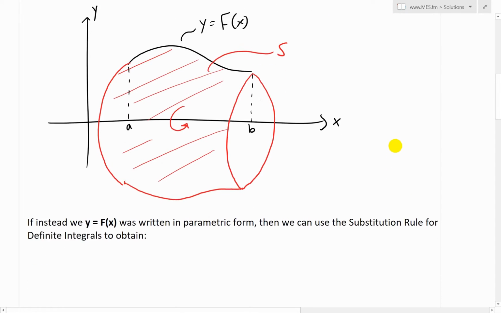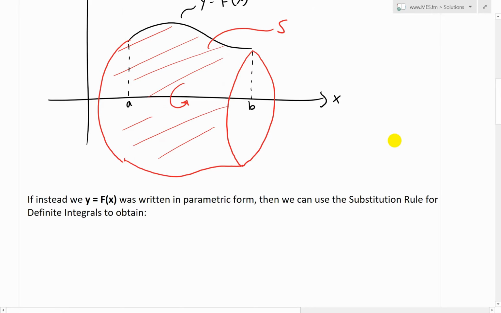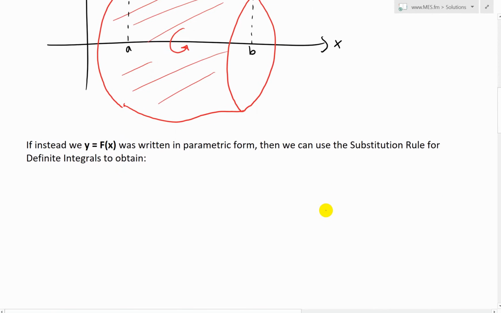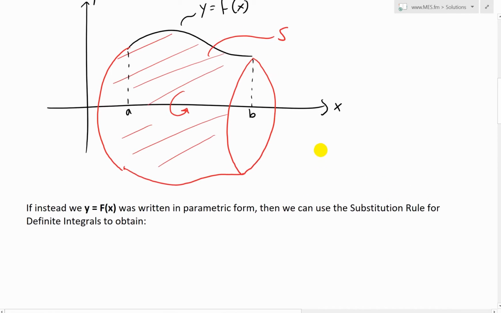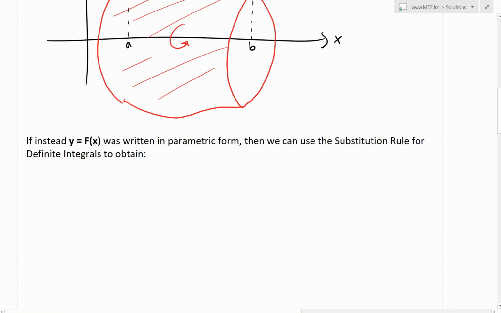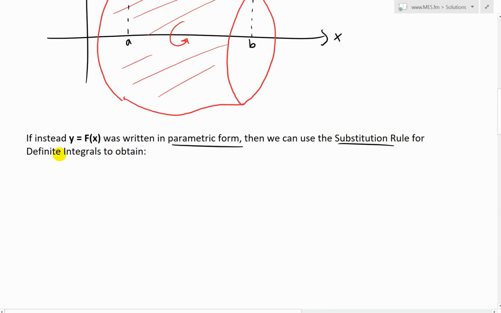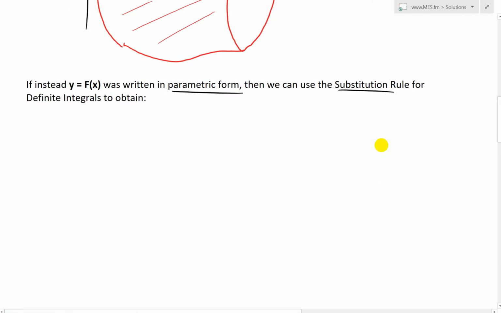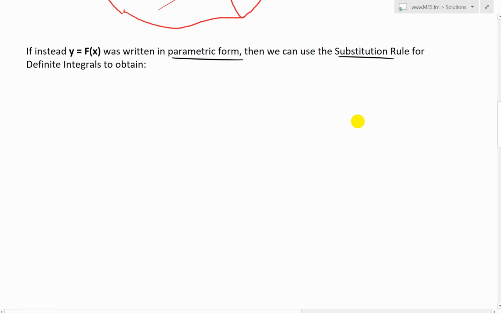And now let's start deriving this formula, but for parametric form. This is the same methodology I used for arc length, so make sure to watch those videos. I'll put those also in the video description below. So if instead y equals f of x was written in parametric form, then we could use the substitution rule for definite integrals to obtain the result. I'll put the proof of the substitution rule in the description below.